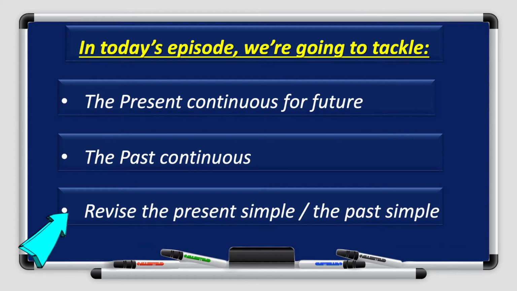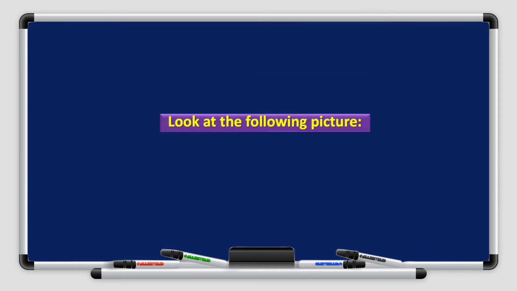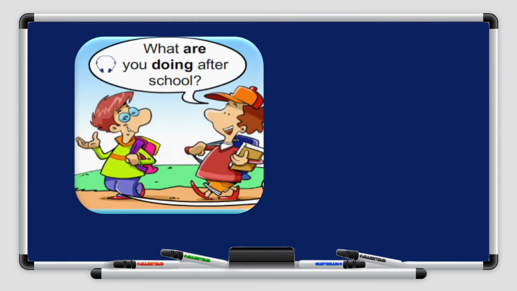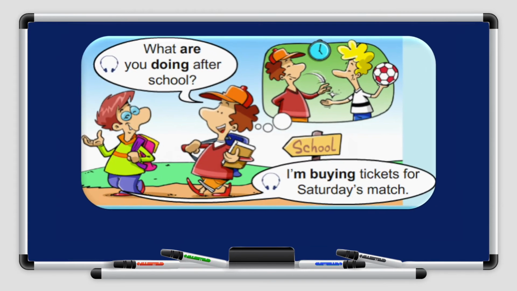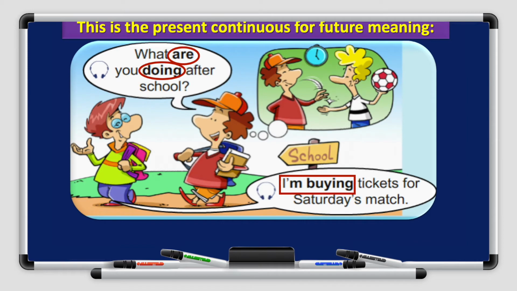So let's start. Starting with the present continuous for future, we are going to look at examples and how to form the present continuous for future. Let's look at the following picture. What are you doing after school? That's a present continuous question. I'm buying tickets for Saturday's match. Notice the pattern here. Are you doing? I am buying. So when do we use exactly the present continuous?